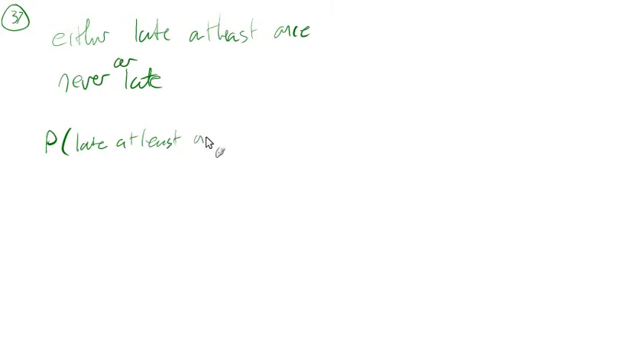Okay? So the probability that it's late at least once plus the probability that it's never late, that's everything. There's nothing else that could possibly happen. And when you have everything that could possibly happen, that is 100%, right? Or 1. All the probability, if they're in decimals, will add up to 1. If they're in percents, they'll add up to 100%. But that's it. That's everything.